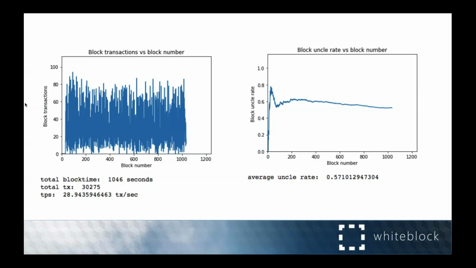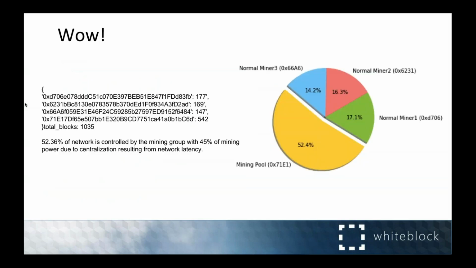Our uncle rate was 57%. So at the end of it, we could see that the super miner controlled 52% of the network with 45% of the hashing power, due to the centralization resulting from network latency. So that 45% is less than 51%. I think that validated our hypothesis right there.